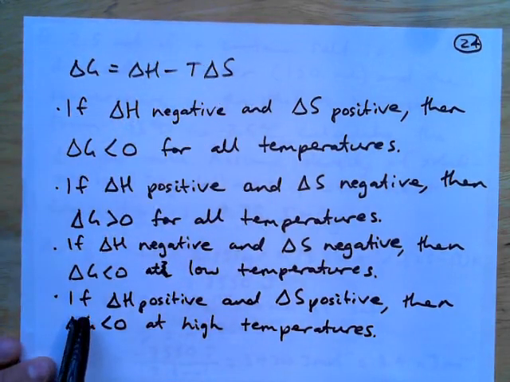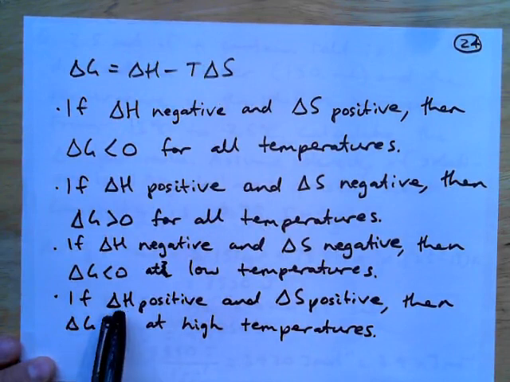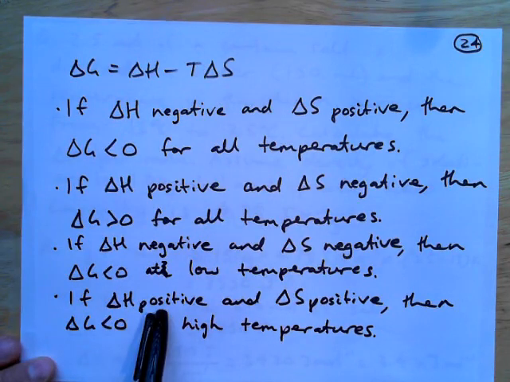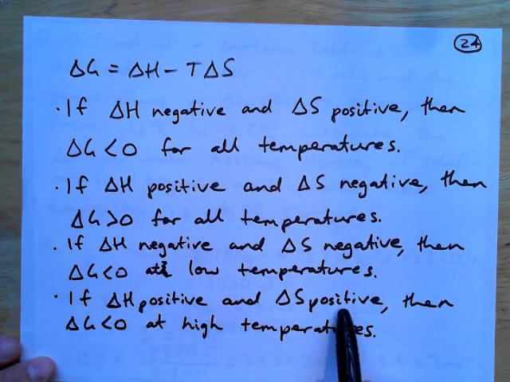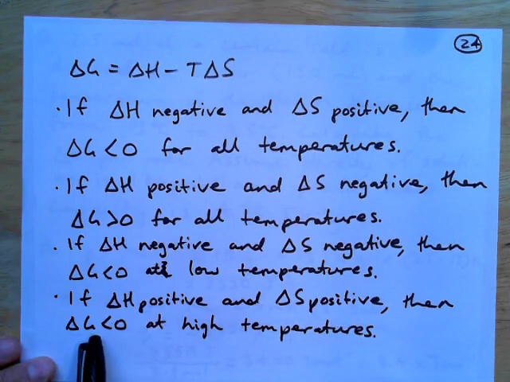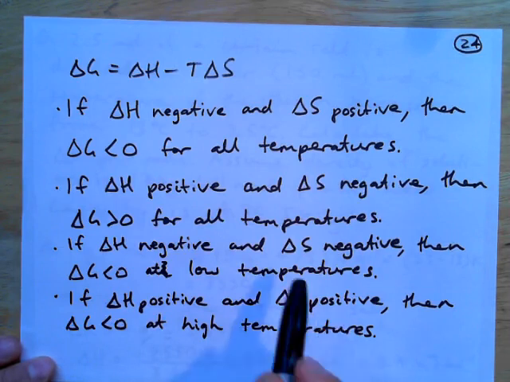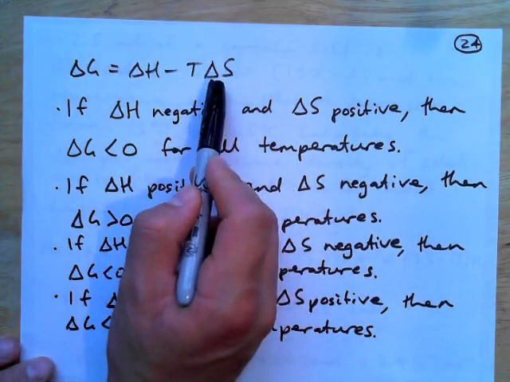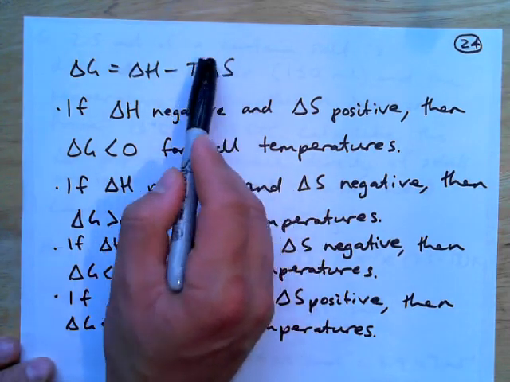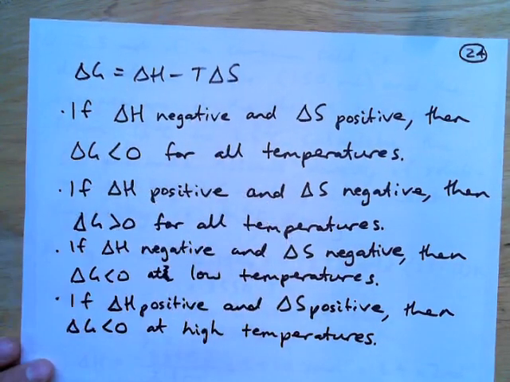Okay, so if you have in the opposite case a positive delta H, which is something we don't want, and a delta S that's positive, which is something we do want, then delta G is going to be less than naught only at high temperatures. Because that delta S is positive is a favourable thing, then the higher the temperature, the more favourable that's going to be, and the more likely it's going to make delta G negative.